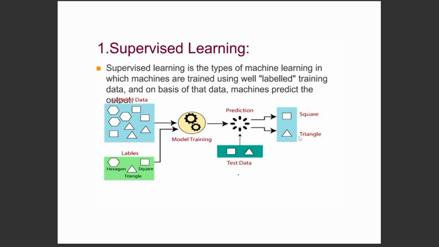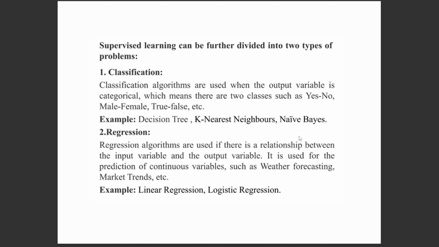This is supervised machine learning, in which we know what our output will be, like triangle, square, hexagon. This is supervised learning. Now supervised learning can be further divided into two basic types. The first one is classification, and the second one is regression.